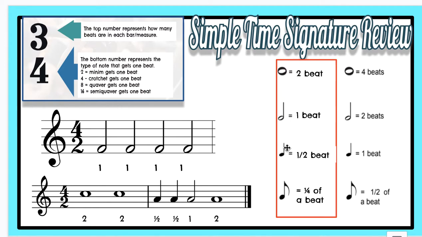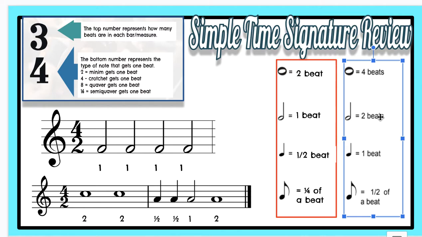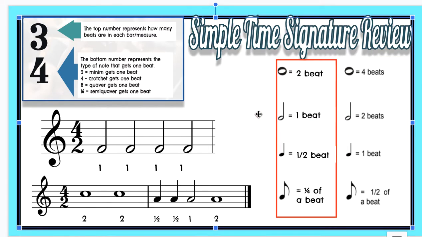A 2 means that a minim or half note gets 1 beat. Which one of these 4 notes is a minim or half note? It's the second one here. So, based on this time signature, this note is now equal to 1 beat. Before, we were looking at this chart showing us that a half note gets 2 beats. But because of the time signature now, the value of the half note has changed.